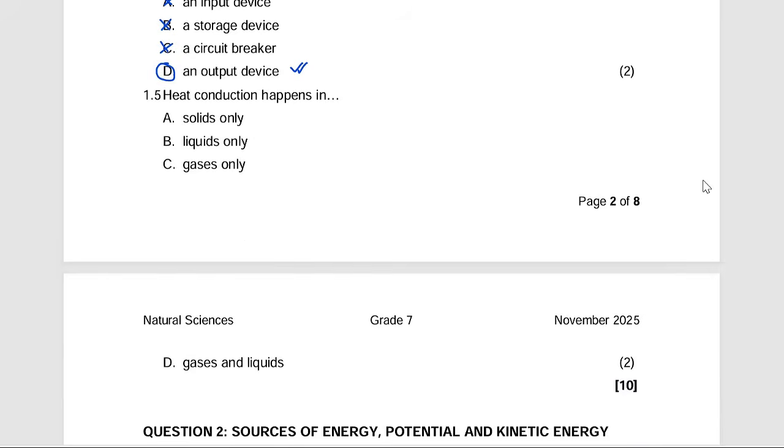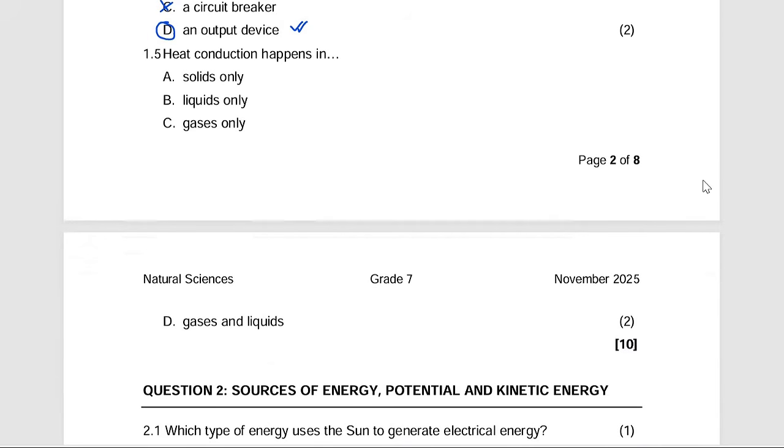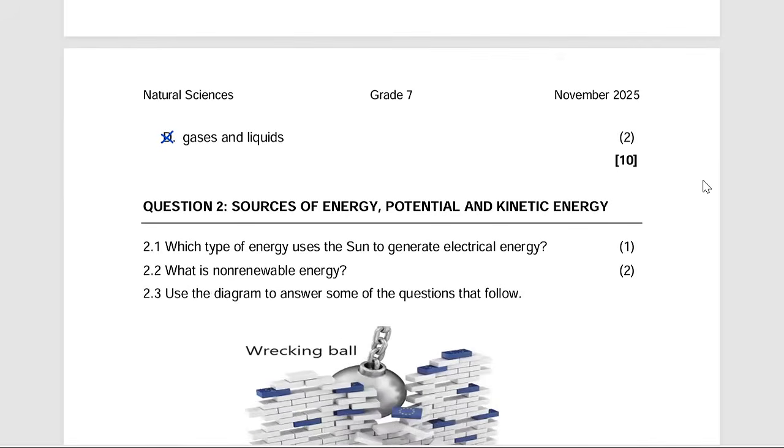Then moving on to 1.5, it reads, heat conduction happens in solids, liquids, gases, and then D also gases and liquids. So our option there is going to be what? Conduction, right? So to conduct, here we are looking for what? For solids. Then liquids is a different type of what? Of convection currents, and then also we have our gases there. They are going to be incorrect. So our correct option there is going to be solids only.